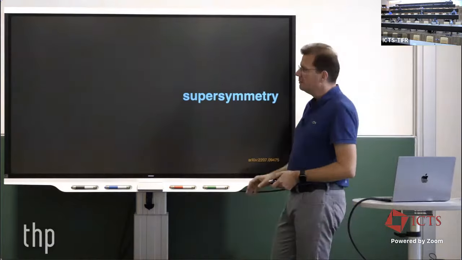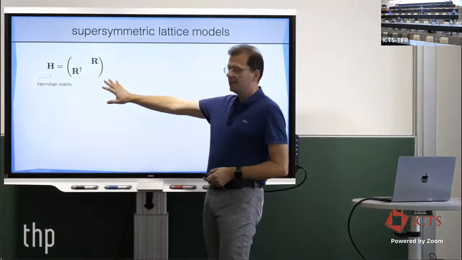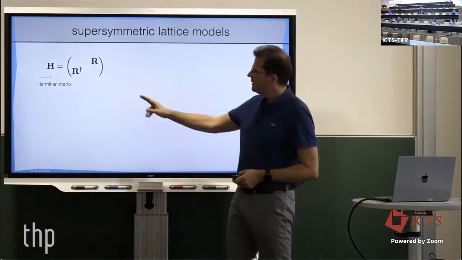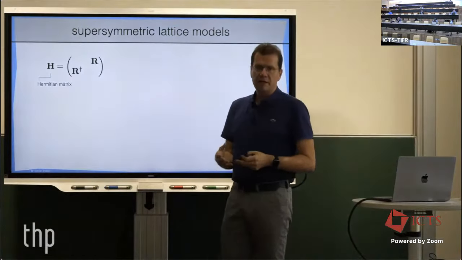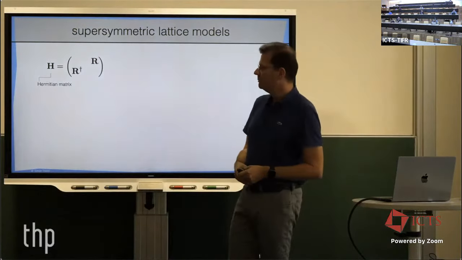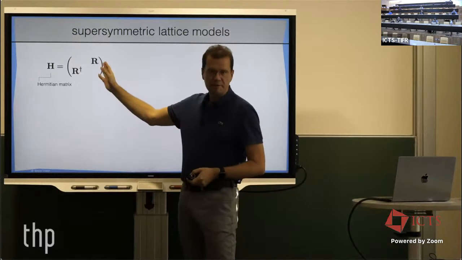Let's start very gently by again looking at matrices. Let's look at this Hermitian matrix, which we request to have this off-diagonal block form. It might be some arbitrary matrix.